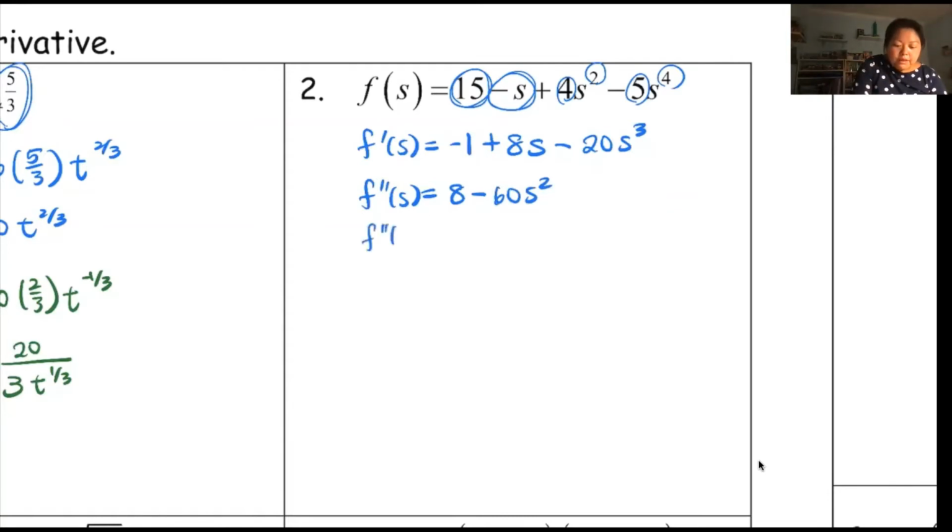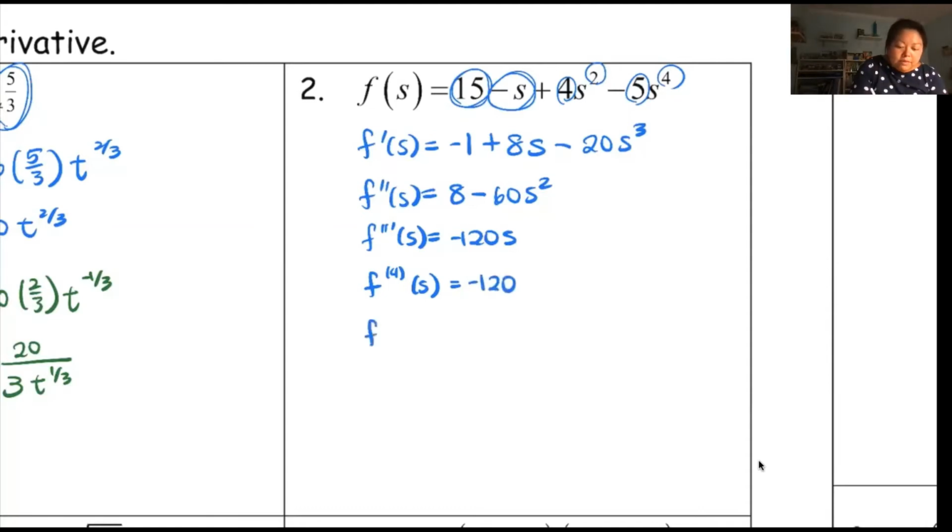F triple prime of s. So 8 is a constant, it's gone. So I'm left with negative 60 times 2, negative 120 s to the 1 power. Okay, now what, Ms. Chu? You really want us to put 4 dots there? No, once you're past the third derivative, you put a little 4 in parentheses. That means it's the fourth derivative, and your book denotes it this way. And since this is a linear function, negative 120s, your derivative is just negative 120.